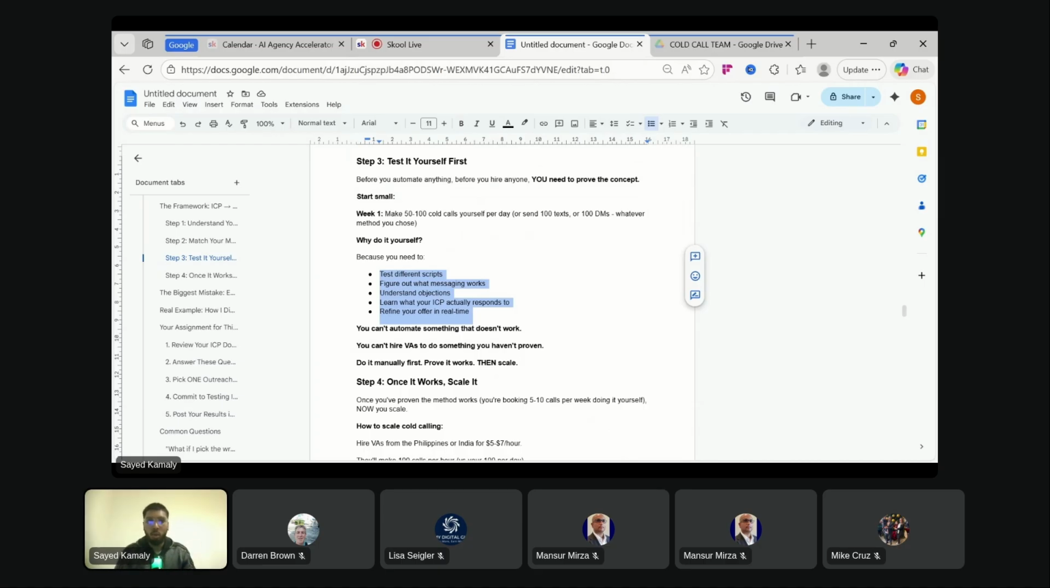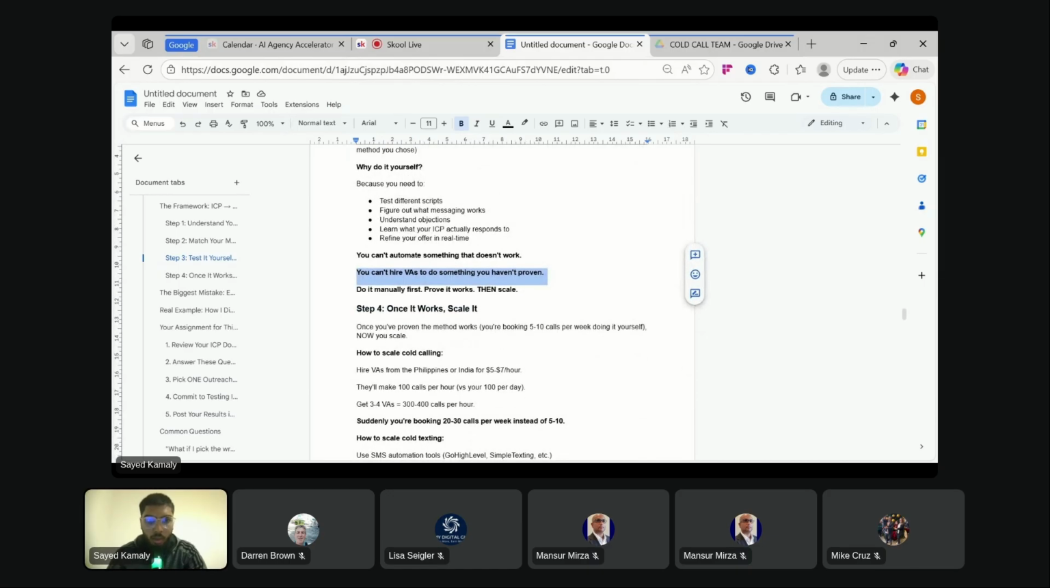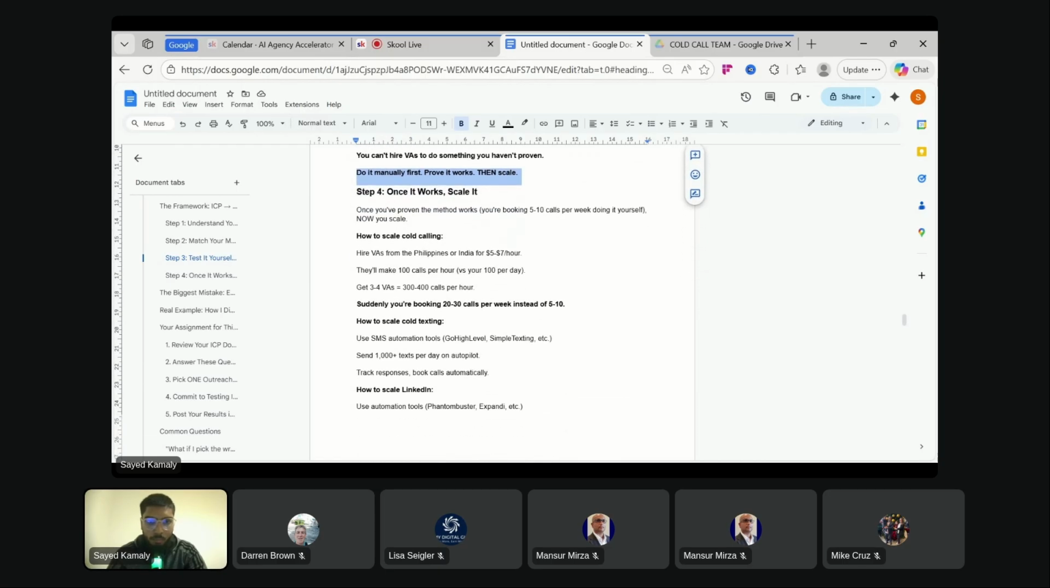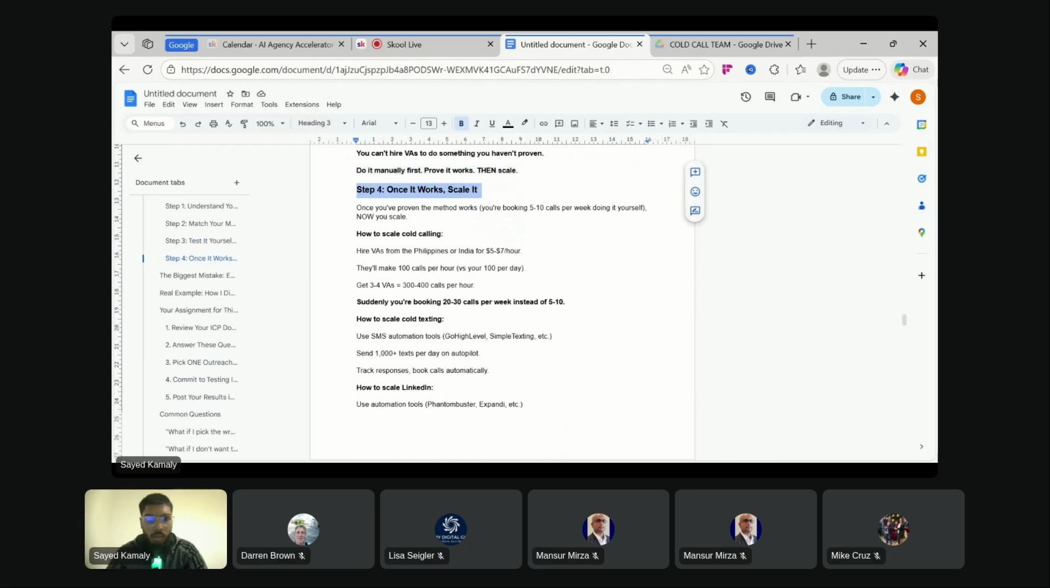What keeps them on the phone? And how do you refine your offer? Test different scripts, test different ways of saying things. You can't automate something that doesn't work. You can't hire VAs to do something that you haven't proven. Do it manually first, prove that it works, then scale. Once it works, scale it.